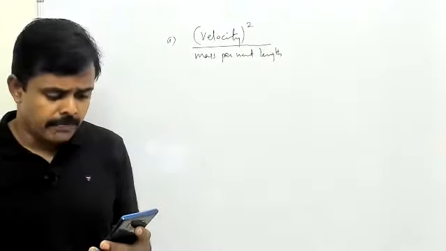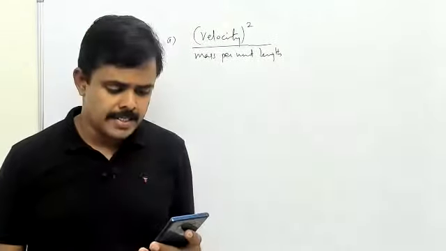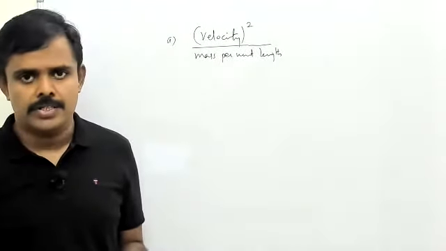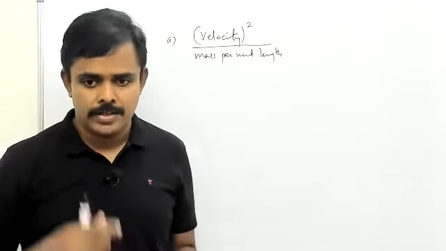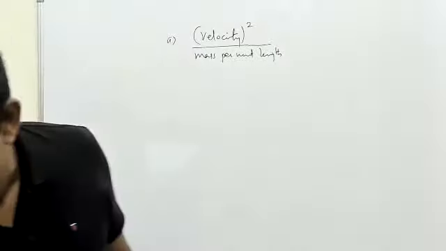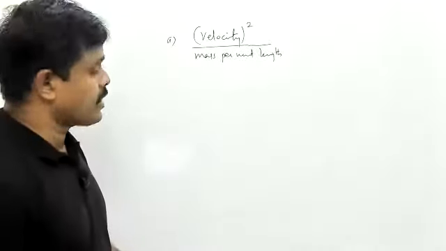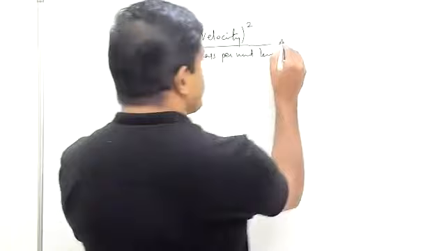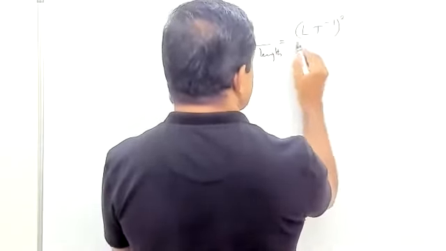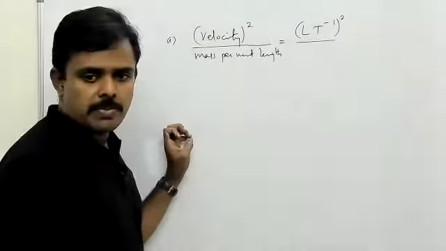What is the question? Which of the following quantities has the same dimensions as gravitational constant? You've been given 4 options. You have to check each and every one. Understood? 4 cases. Okay, so let us do one by one. First is velocity square by mass per unit length. What is velocity? LT raised to minus 1 square divided by, what is mass per unit length?